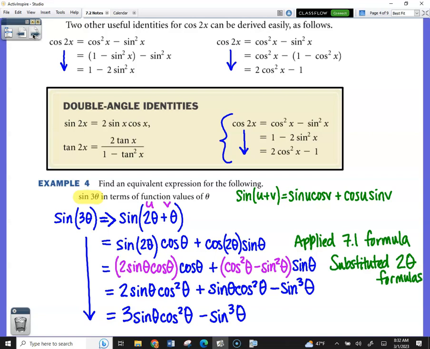This problem is on your test, which is next week. Not this exact one, I'm just saying there's one just like this on the test next week where you have to take a higher multiple of an angle, break it apart into a double angle and whatever's left over, apply the 7-1 formula, which is on your formula sheet, and then apply the double angle formulas.